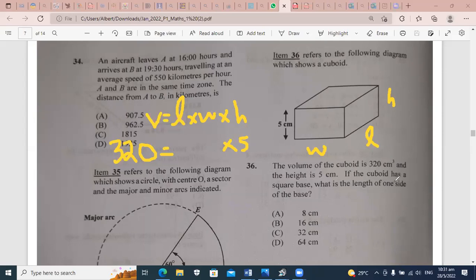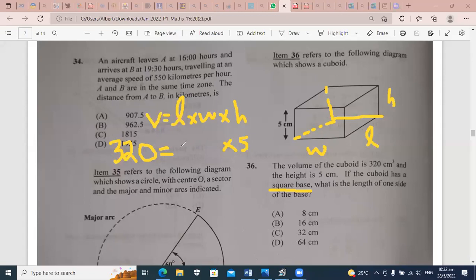Now let's watch carefully. If the cuboid has a square base, basically the base down here is a square. That means the length and the width, what is the special feature about it? Equal sides. They're the same thing, actually. Same distance. Exactly.